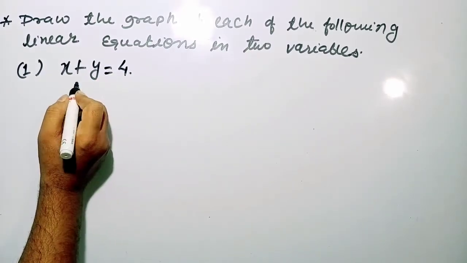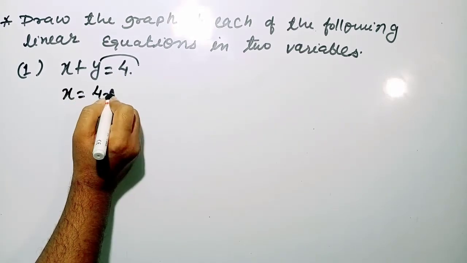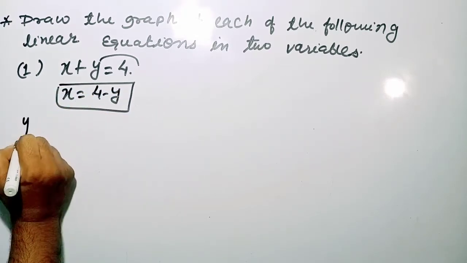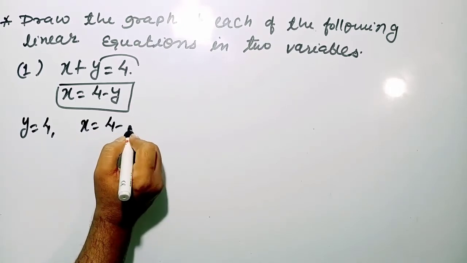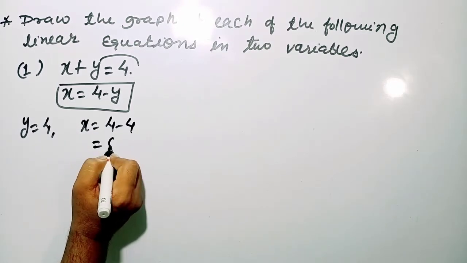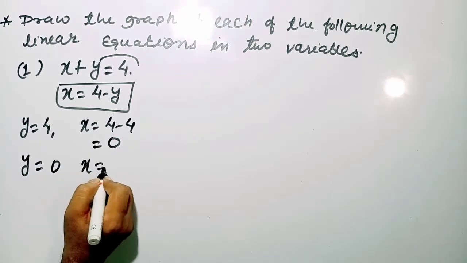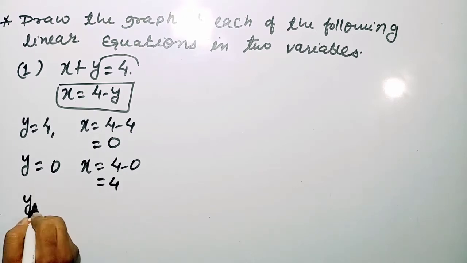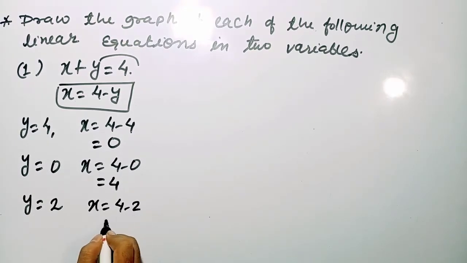So first of all, formulating this equation, consider x. So x is equal to 4 minus y. Now students, we can substitute different values of y to get the value of x. Suppose y is 4, so x is equal to 4 minus 4, it will be 0. Consider y is equal to 0, x is equal to 4 minus 0, 4. Consider y is equal to 2, so x is equal to 4 minus 2, so it will be 2.